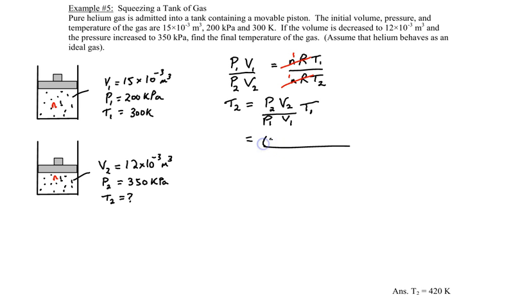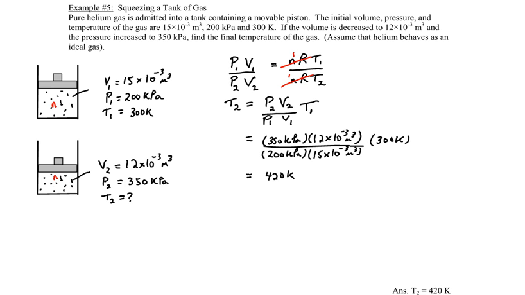So pressure 2 is 350 kilopascals, or you could say 350,000 pascals. And then we have 200 kilopascals, or 200,000 pascals. Our final volume is 12 times 10 to the power negative 3 meters cubed. And our initial volume was 15 times 10 to the power negative 3 meters cubed. And then our initial temperature was 300 Kelvin. So, multiplying on your calculator, you will get 420 Kelvin.